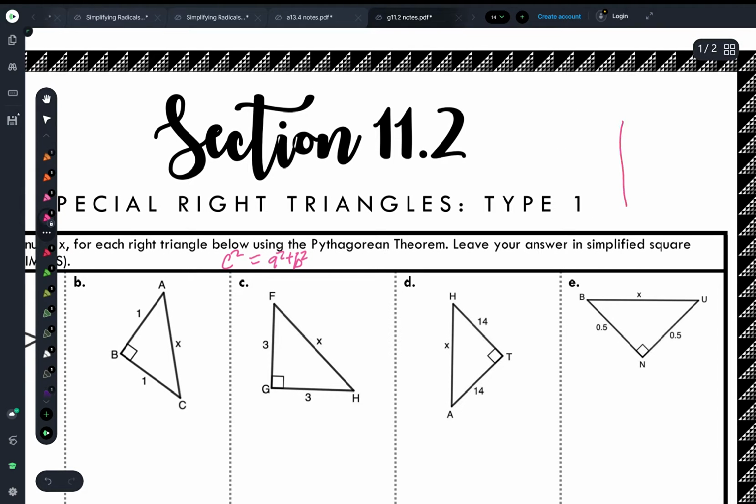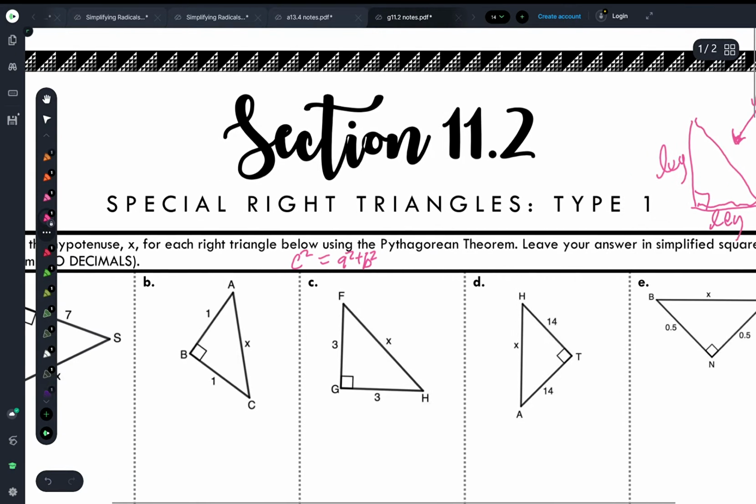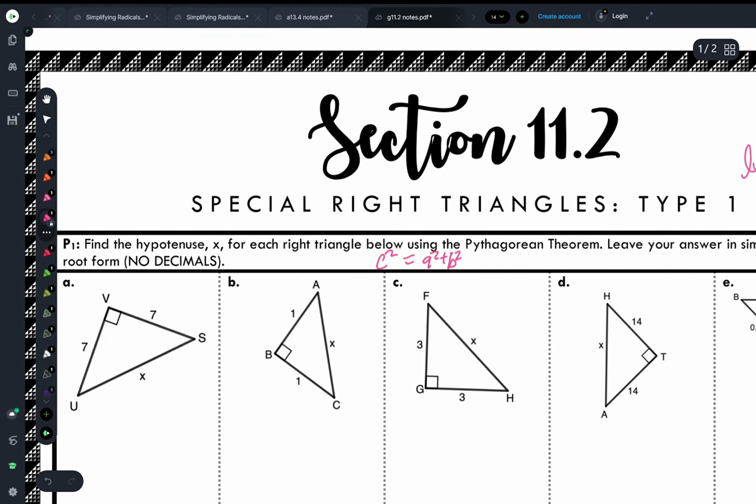A right triangle has to have a right angle. Two of the sides make up the right angle, and you have one side that is across from the right angle. The side that is across is called the hypotenuse, and it is the longest side of the right triangle. The other two sides that make up the right angle are called the legs. So we're going to be using that terminology today in the video.